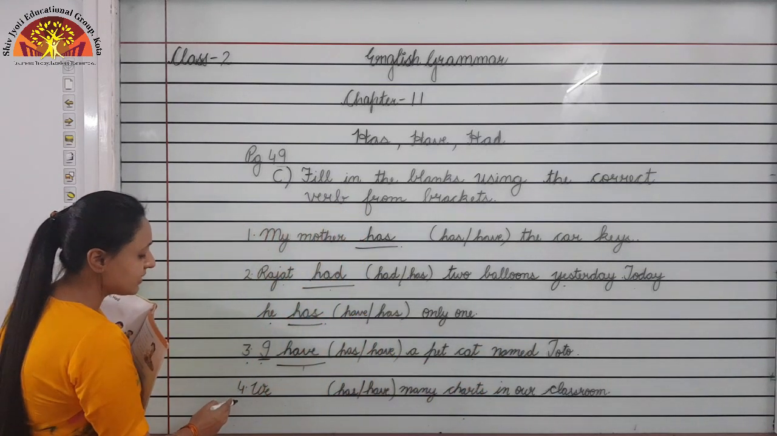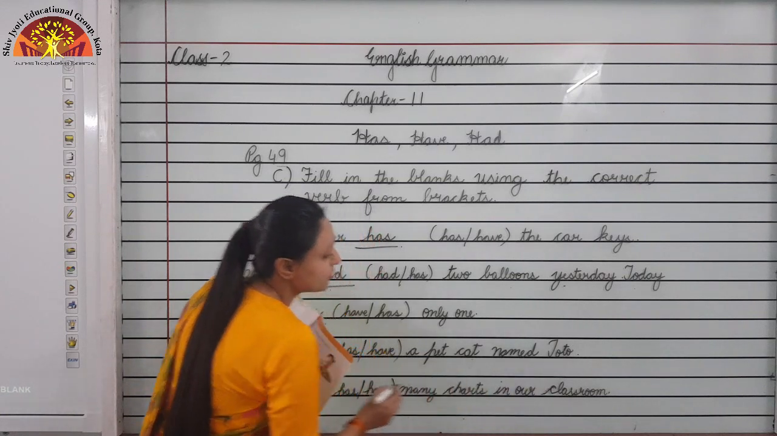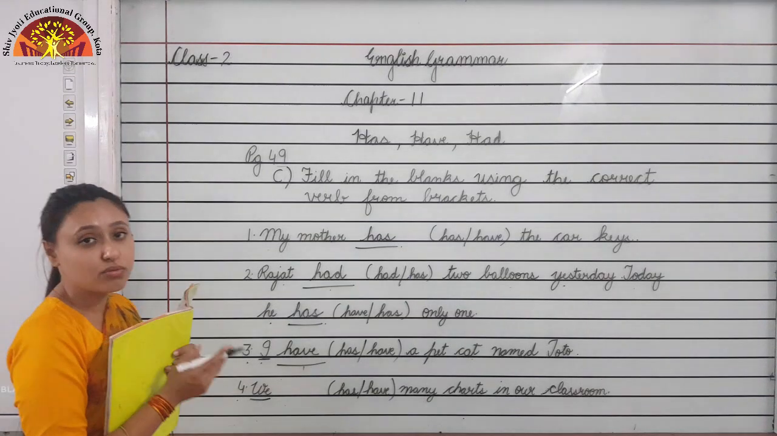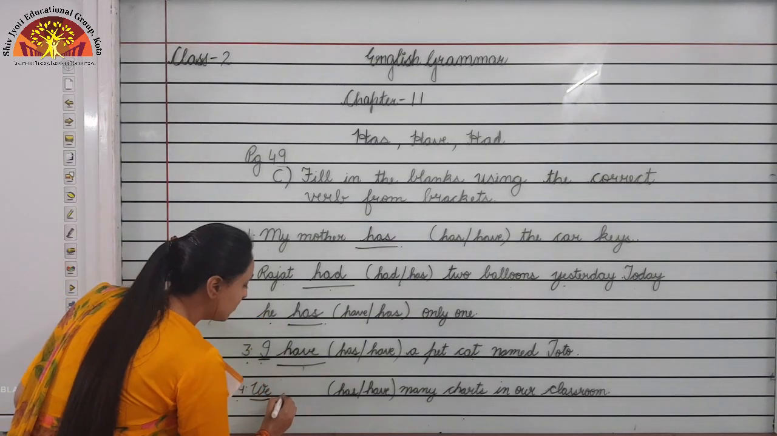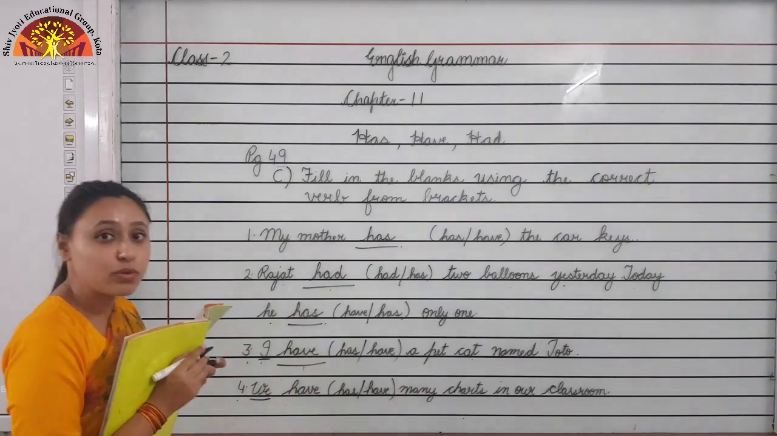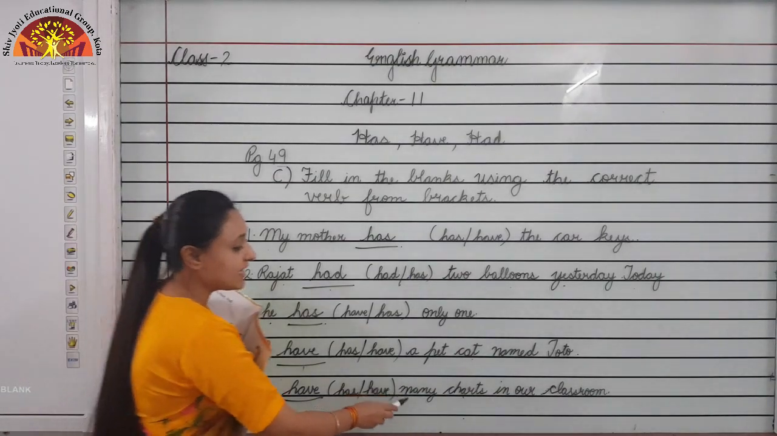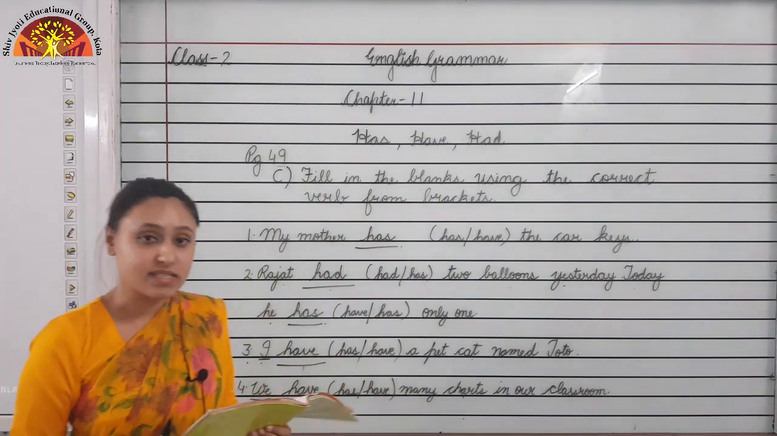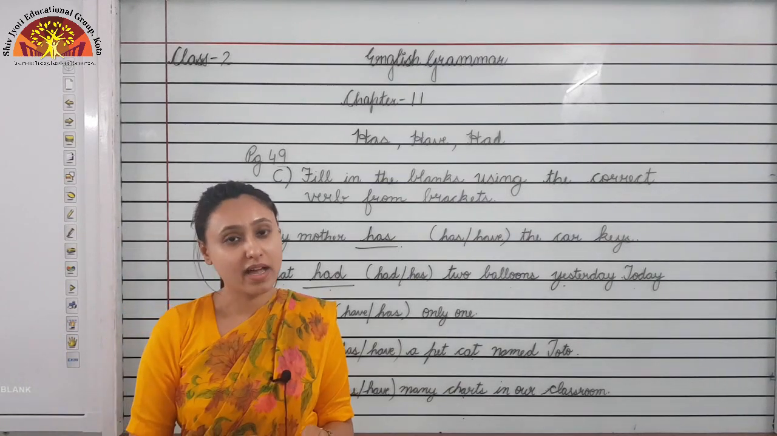Okay. Number 4 is, we dash many charts in our classroom. Here we are talking about we. The pronoun we is used to describe more than one. So what will we use? We will use have here. Okay. Because we use have with plural nouns. So the sentence is, we have many charts in our classroom. Children, I hope this is clear to you. I hope you have learned the use of has, have and had.